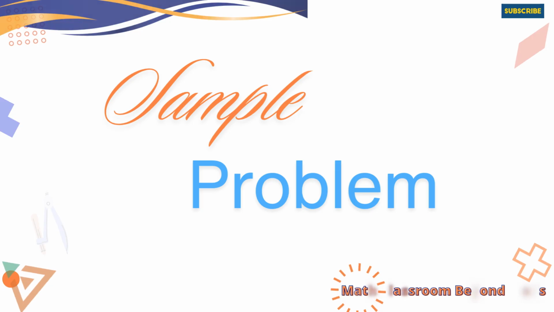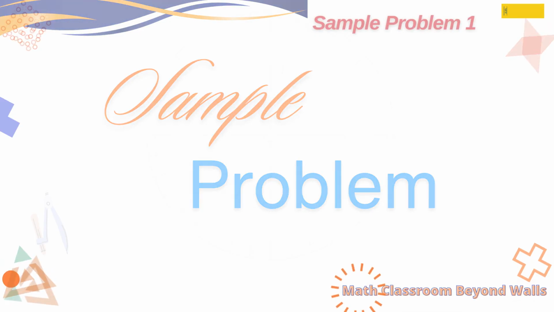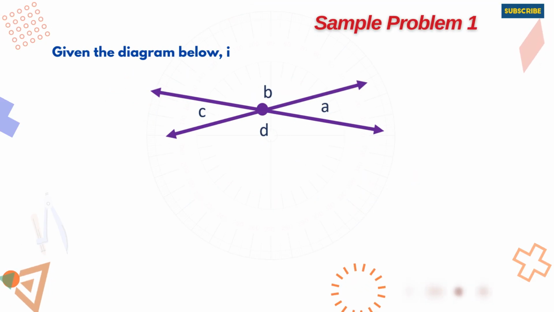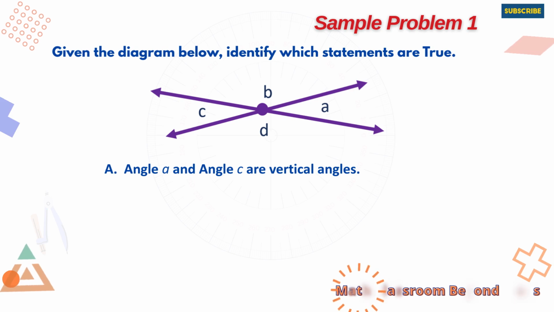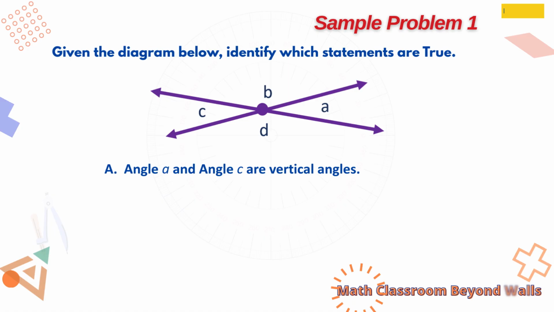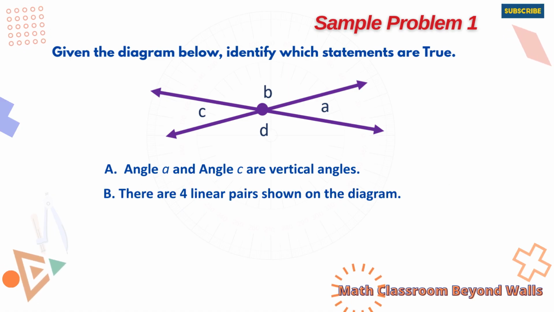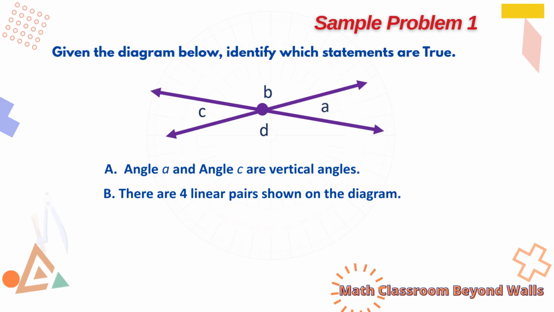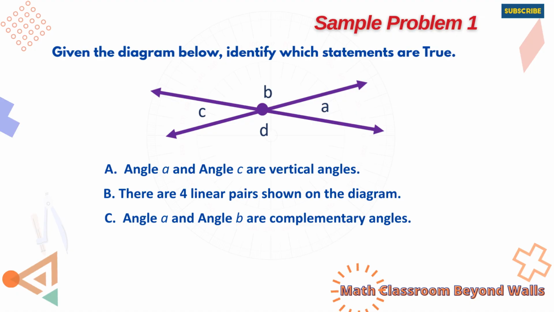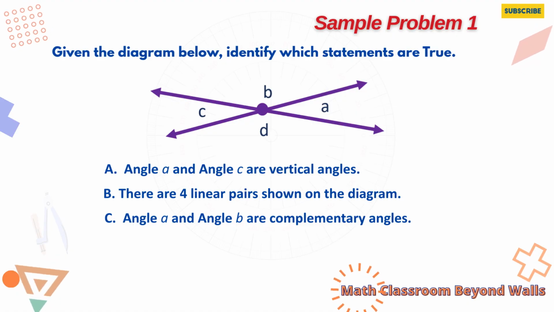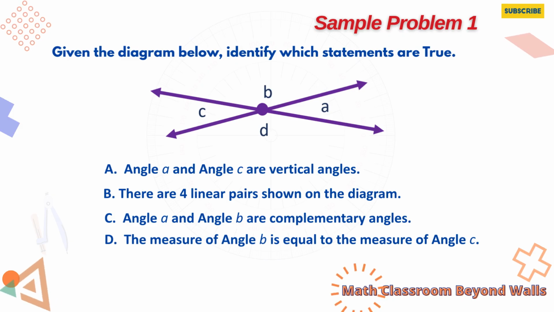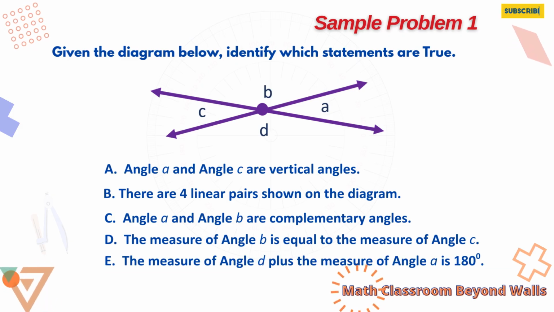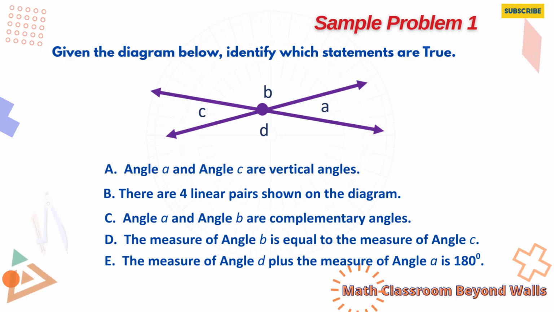Okay, so let us now answer the sample problems that follow. Here is sample problem 1. Given the diagram below, identify which statements are true. Option A, angle A and angle C are vertical angles. Option B, there are 4 linear pairs shown on the diagram. Option C, angle A and angle B are complementary angles. Option D, the measure of angle B is equal to the measure of angle C. Option E, the measure of angle D plus the measure of angle A is 180 degrees.